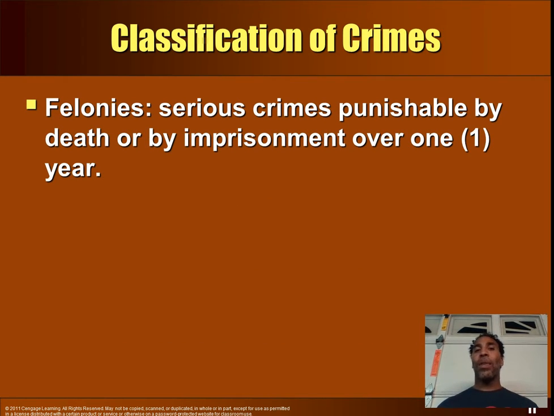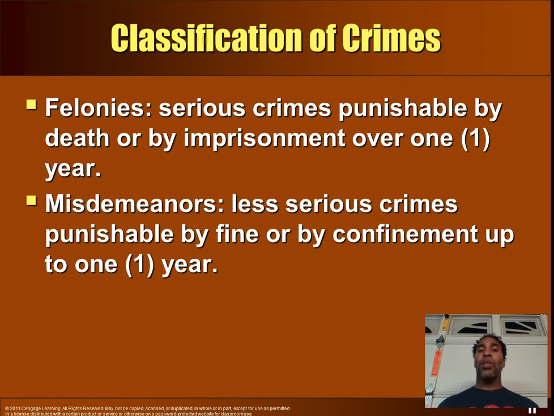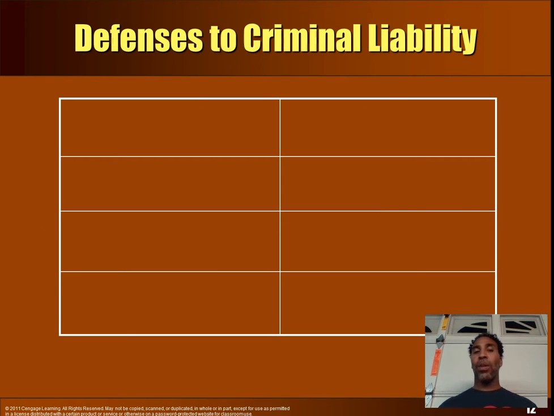Classification of crime. So you have felonies, right? That's going to get you landed in jail. Not necessarily like the Twin Towers, but actually in prison. Serious crimes punishable by death or imprisonment over 1 year. Misdemeanors are less serious crimes, but still crimes, so you shouldn't do them just because they're misdemeanors. Punishable by fine or confinement up to 1 year.